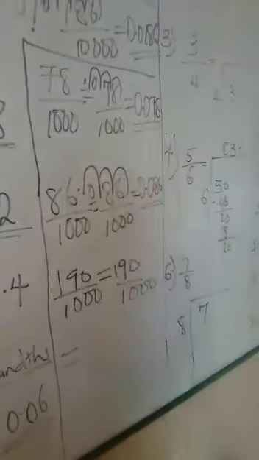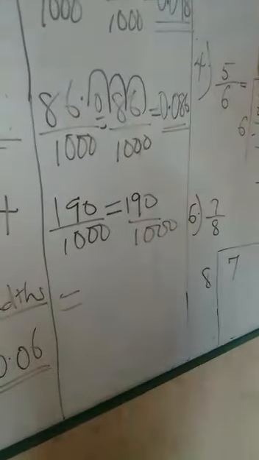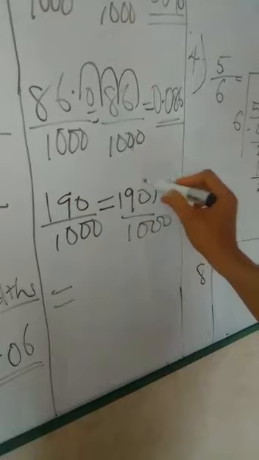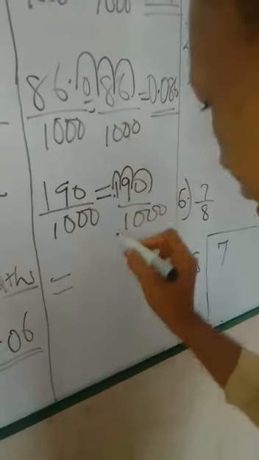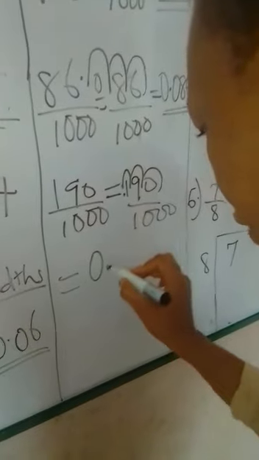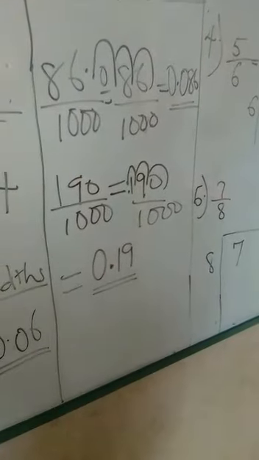Then lastly, in decimal of thousands, I have 190 over 1,000. 1, 2, 3. My decimal point becomes 0.19. Alright.